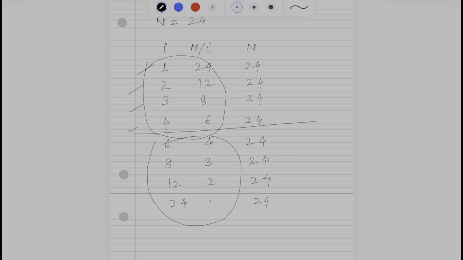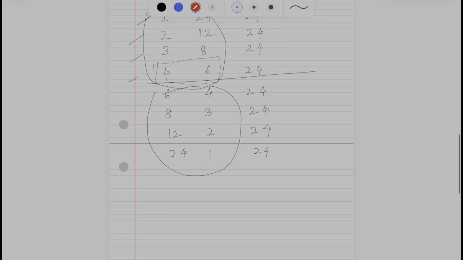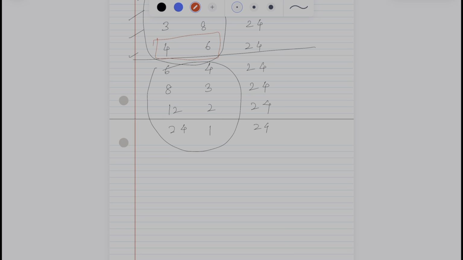But there is a point where we need to stop, a number after which all the factors keep on repeating. So we need to find that. From here, if we check this relation, after 4 and 6 they are repeating again, 6 and 4, 8 and 3. What does this relation say? It means we have to stop where i is smaller than or equal to n by i. If you look closely, the relation says we have to stop where i is smaller than or equal to n by i.